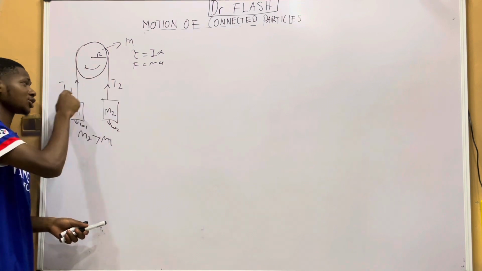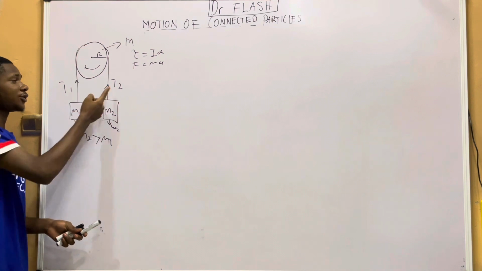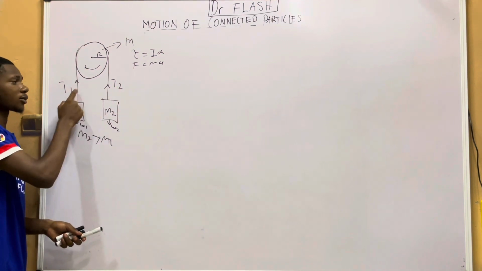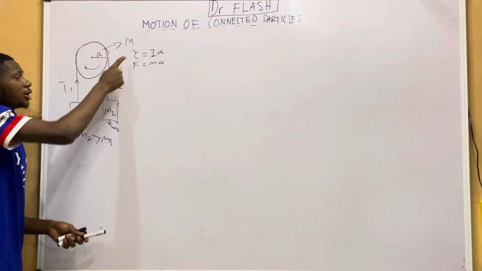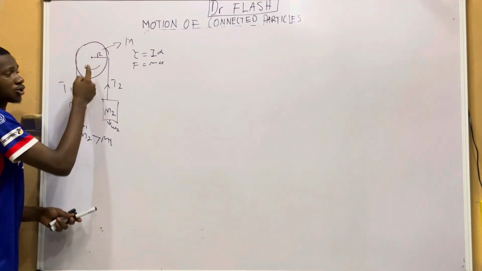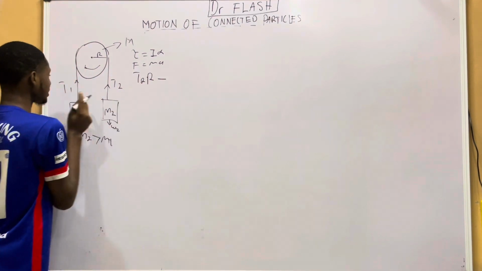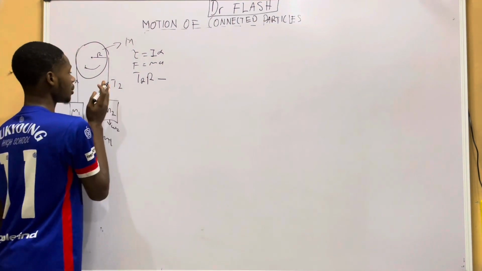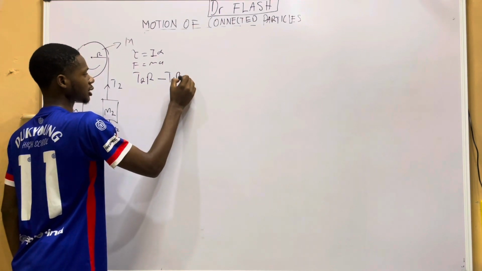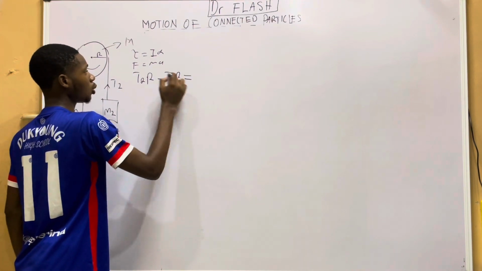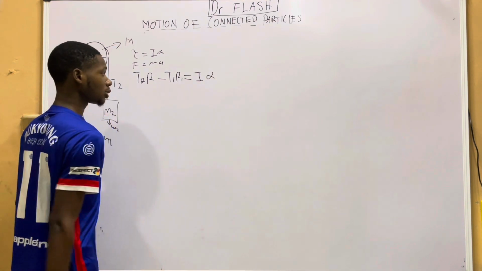To do that, we can see that T2 is greater than T1 because M2 is greater than M1. Hence the difference in the moments produced by the tensions is going to equal the net torque. So we have T2 times the radius of the disc, subtracting T1 times the radius as well. Remember, the forces have to be perpendicular, and they are. That will equal the net torque, moment of inertia times angular acceleration.